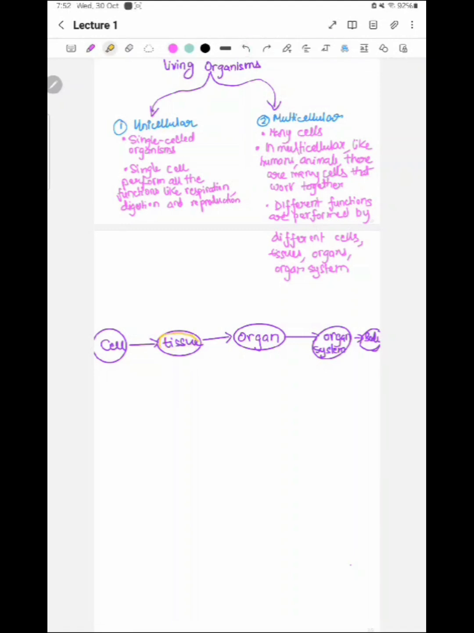Next, so in this chapter we are basically going to study about these tissues. So tissue is what? It is the group of similar cells along with the intercellular matrix or substances.